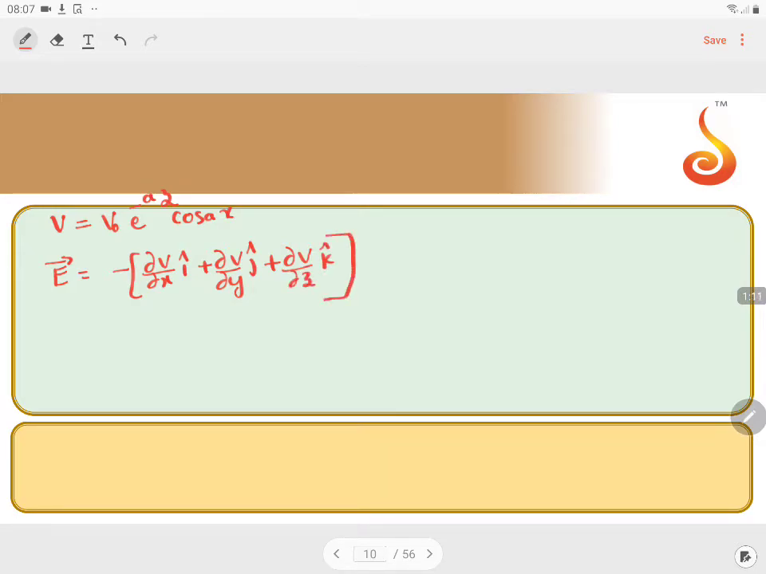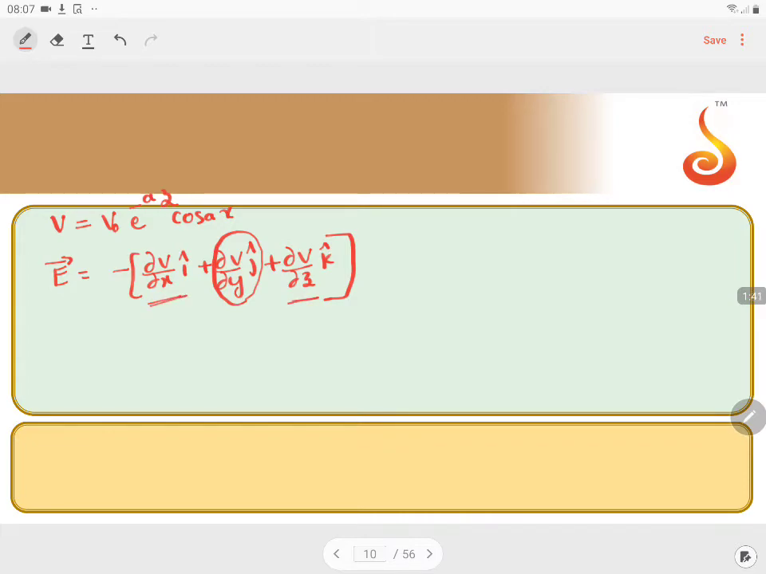When potential is a function of two or more variables, then each variable should be differentiated partially, and then we have to substitute in this form. So dou V by dou x is the partial derivative for x, dou V by dou y is partial derivative for y, dou V by dou z is partial derivative for z. Now here two variables are there, x and z. So this term will not be there. So this term will become 0. Only the other two terms will be there in this formula.